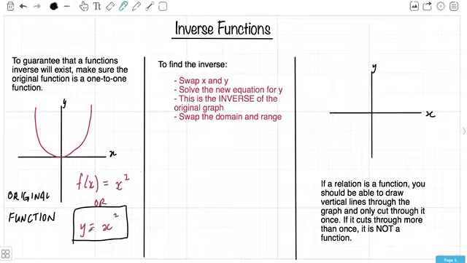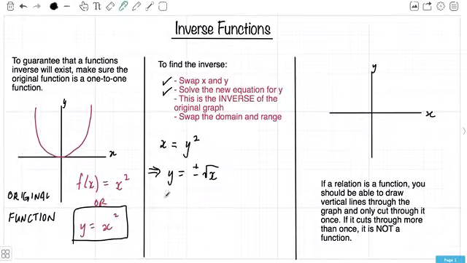We need to swap x and y in our original function. So where there was a y, I'm going to write an x, and where there's an x, I'm going to write a y. The next thing I have to do is solve this equation for y. So I'm going to take the square root of each side, and remember that you need to do plus or minus the square root so I can get y on its own. So I've solved for y.